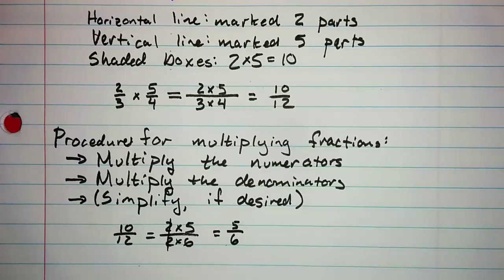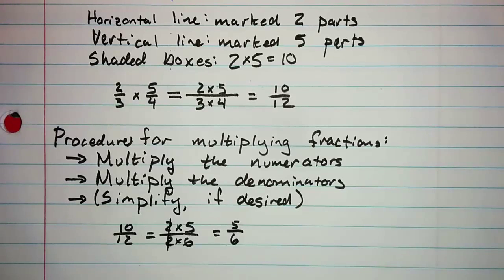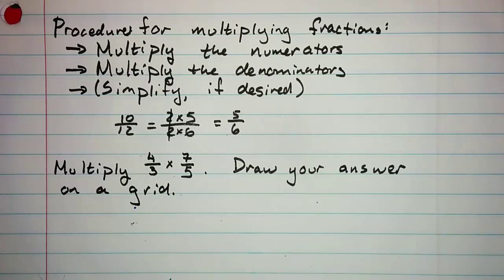5/6. All right, I'm going to give you one of these to try, and I'm going to ask you to draw it out. Multiply 4/7 times 3/5 and draw your answer out on a grid to justify that your answer is actually correct. Pause the video and try this now.